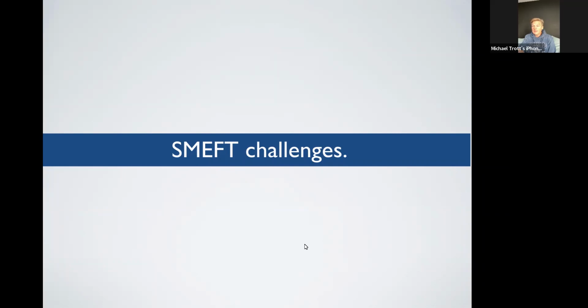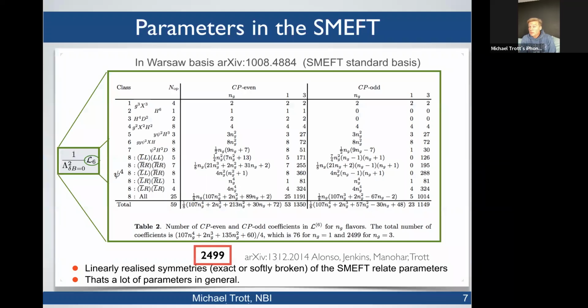Now, why is it hard? Well, there's lots of difficulties. One of the difficulties that shows up in doing the SMEFT is just the number of parameters that are there, even at dimension 6, when you start to think about interference with the standard model. So this is just a count that we did many years ago in terms of the number of parameters there at dimension 6.